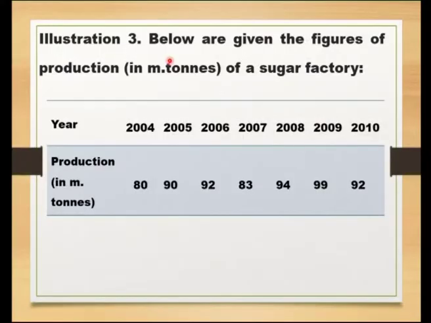After working out an example in the freehand method, first illustration, and a second illustration for computing the trend values by the method of semi averages, the next illustration is computing the trend values by the method of least squares. Below are given the figures of production in metric tons of a sugar factory. Years are given from 2004 to 2010, and production is 80 metric tons for 2004 and 90 for 2005. Similarly, 92, 83, 94, 99 and 92 for the years 2006 to 2010 respectively.